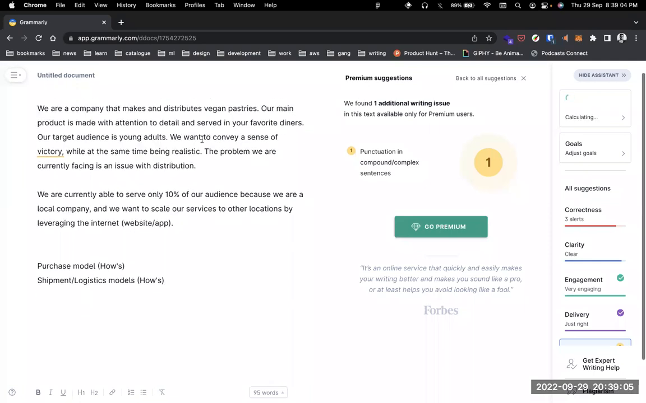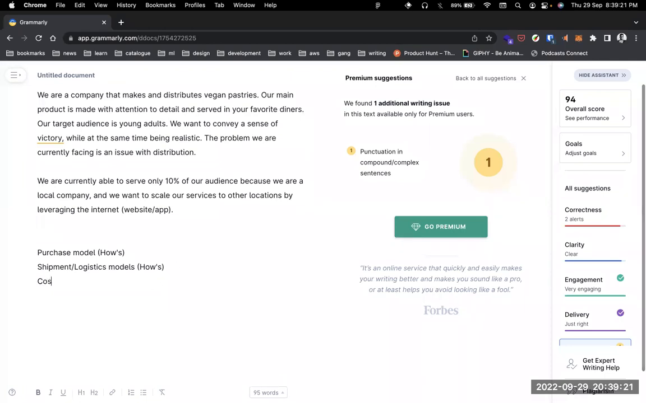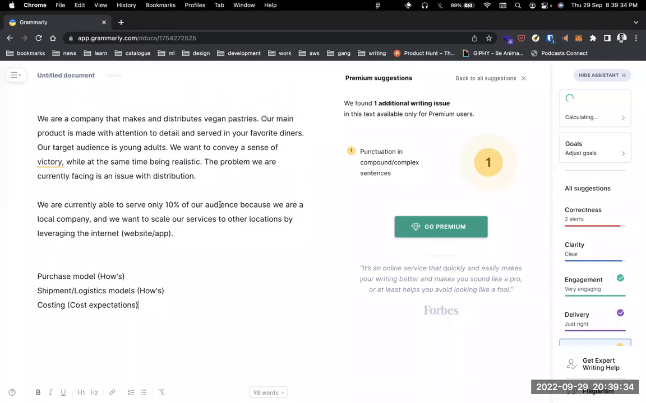Then finally, you've understood that our main product is made with attention to detail and served in your favorite diners. Okay, so maybe you can also start by understanding the cost, because the moment you hear attention to detail, I think cost is something you should also consider. The costing, and also the cost expectations, right? Because it's possible that the problem this company is really facing is not that they can't reach more people. It's probably that the audience they are currently targeting is limited, maybe they are the only ones that can afford the product, right?